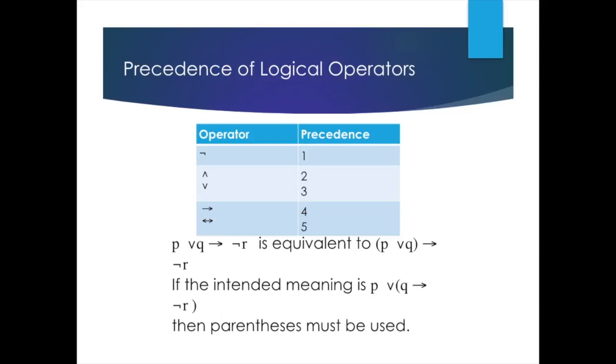So if you look at the statement P or Q implies not R, it is equivalent to having parentheses: P or Q implies not R. If the intended meaning is P or Q implies not R, you can also convert this statement based on the laws that we are going to study later on in coming classes to a simplified formula. It's similar when you say 5 multiplied by 2 plus 2, and then you say this is like 10 plus 5. You take the parentheses out and you put the outside variable inside the equation. So then the parentheses must be used.